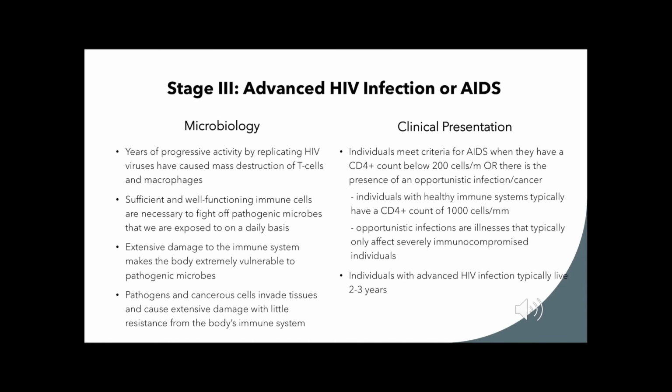So these are infections that you usually only see in people who are on immunosuppressive regimens from cancer, or they have blood cancer or have been on steroids for a very long time that cause immunosuppression, or they have some other kind of disorder that causes severe immunosuppression. And unfortunately, individuals with advanced HIV infections typically only live 2 to 3 years after their diagnoses.